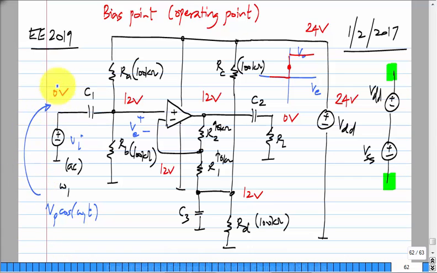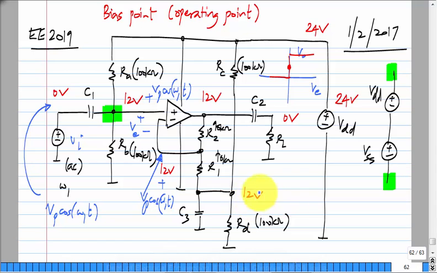So the voltage here will be Vp cos omega 1 t. So what will be the voltage here at this point? Let's assume that C1, C2, C3 have been chosen properly with the right constraints. What is it? 12 plus. So to the operating point, the signal will get added. So you will have plus Vp cos omega 1 t. What is the voltage here at this node? So also plus Vp cos omega 1 t.